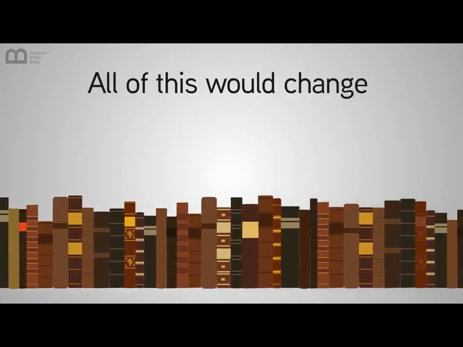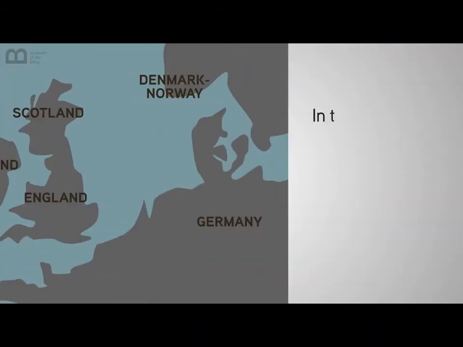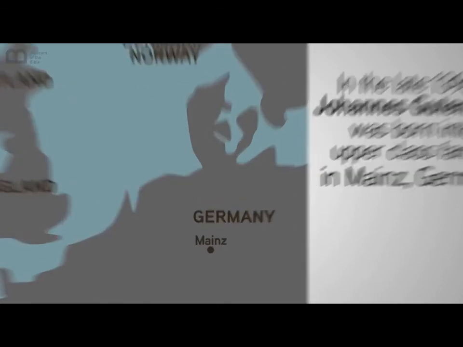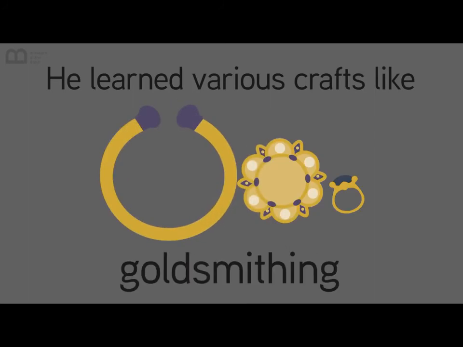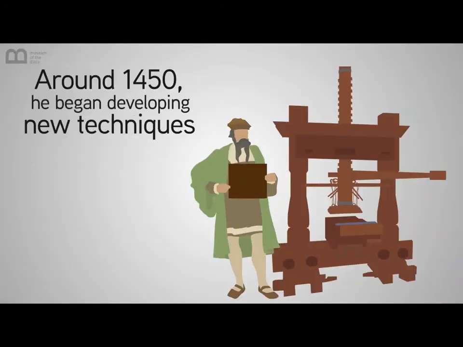All of this would change with the innovations of Johannes Gutenberg. In the late 1390s, Johannes Gutenberg was born into an upper-class family in Mainz, Germany. He learned various crafts like blacksmithing, jewel cutting, and goldsmithing. Around 1450, he began developing new techniques for improving the printing press.